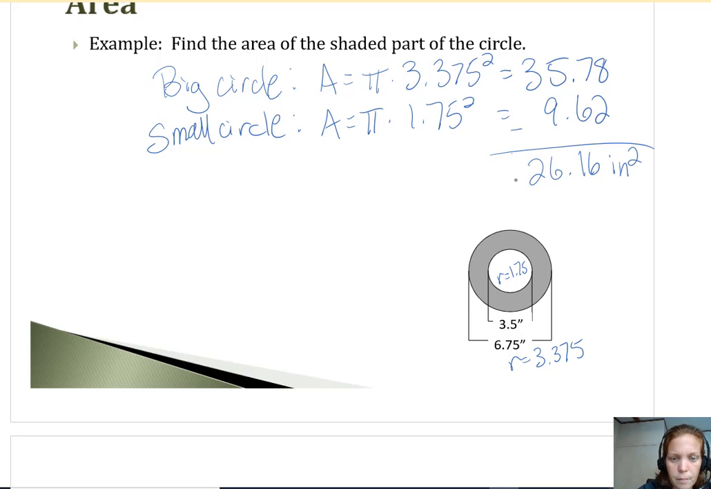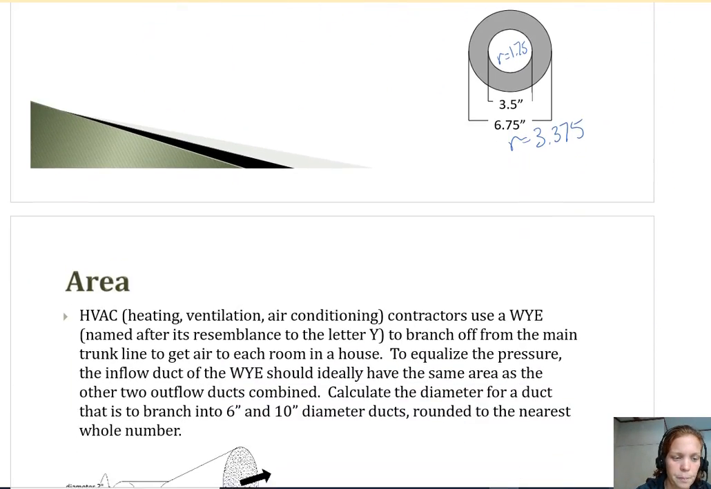Now you could, if you set that up right away without calculating each of the individual ones, definitely do pi 3.375 squared minus pi 1.75 squared. Do it all in one step. Should work out still. Okay, so that will get us just the shaded, that ring.